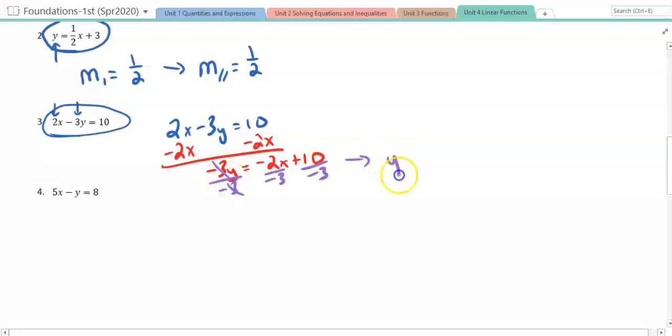And so I'm going to get y equals negative 2 divided by negative 3, which would be a positive 2/3 x. Minus, because positive divided by negative, 10/3. That doesn't reduce. So this is the equation now in slope-intercept form. So what is the slope of this line? Well, it's the slope that we see here. The slope of the original line is positive 2/3.